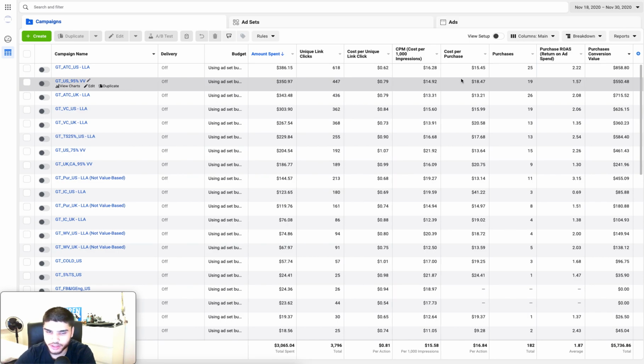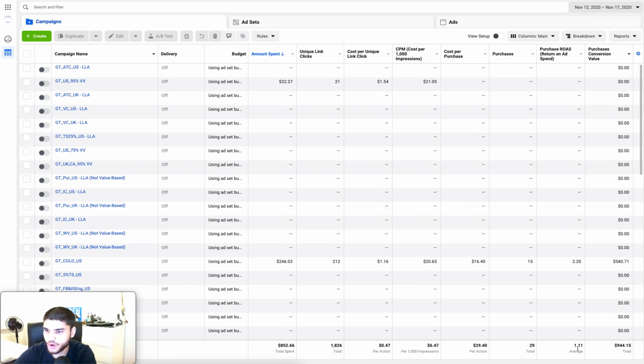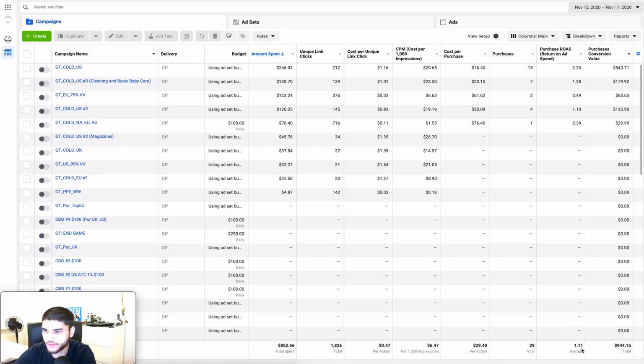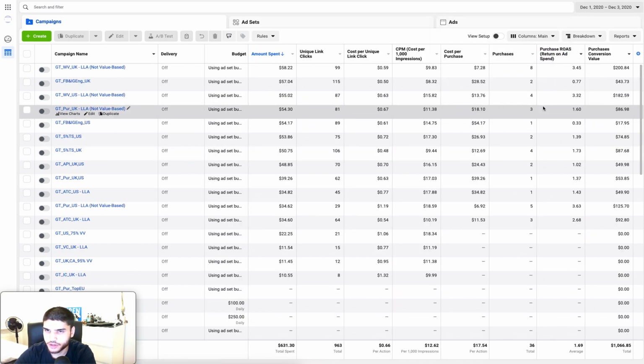In actuality, it's more than that. Facebook doesn't record all sales, but it's whatever. So I forgot to mention my ROAS before. So the 1.87 from 1.11 to 1.87. You see the difference there. Now I think my ad account was banned during these days. Let's just take a look.